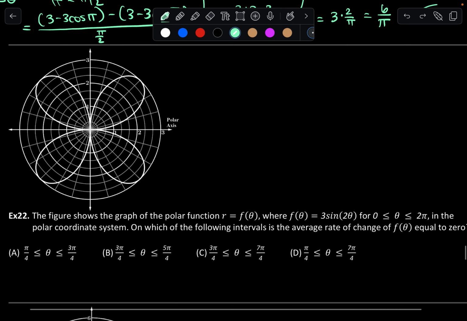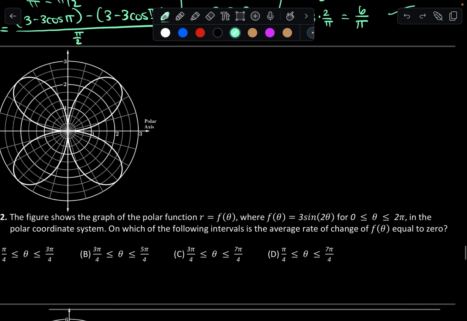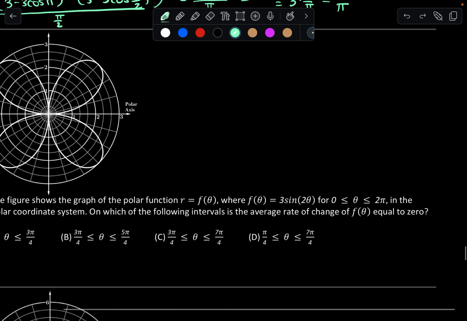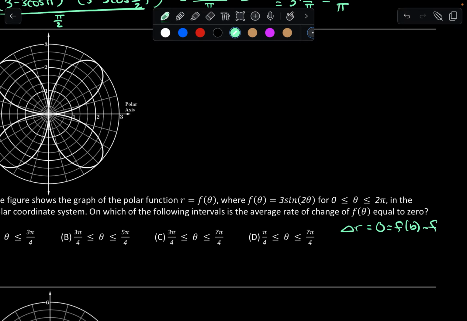Okay, so 22 says the figure shows the graph of the polar function where f of theta equals 3 sine 2 theta, and we're going from 0 to 2 pi in the polar coordinate system. On which of the following intervals is the average rate of change of f of theta equal to 0? So if we want the average rate of change to be equal to 0, we are looking at delta r being equal to 0, which is f of b minus f of a.